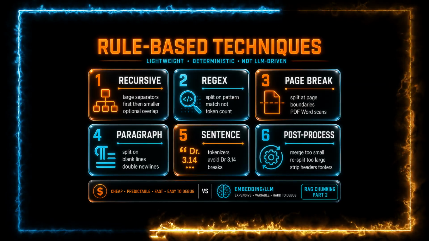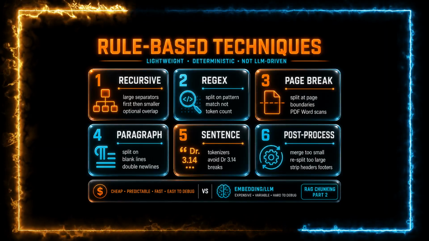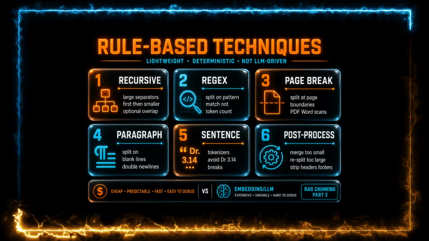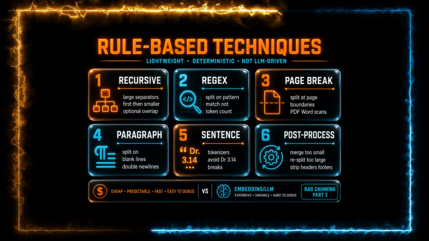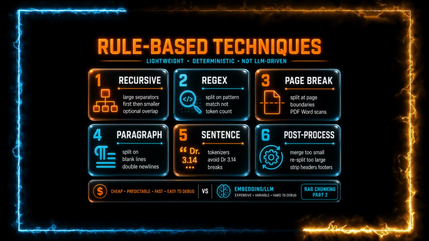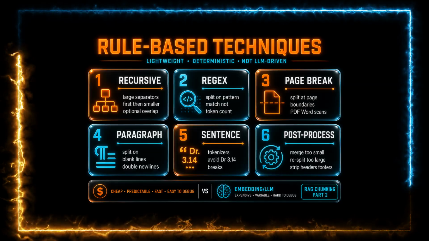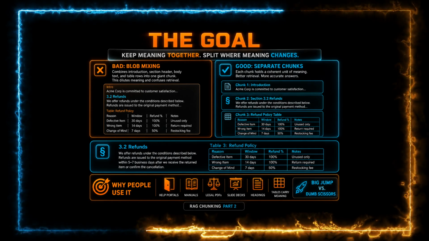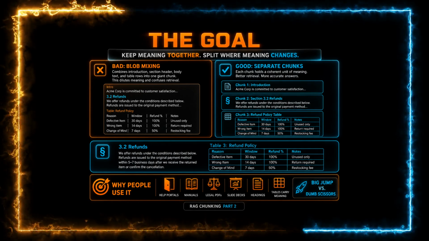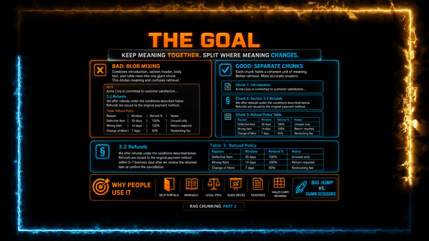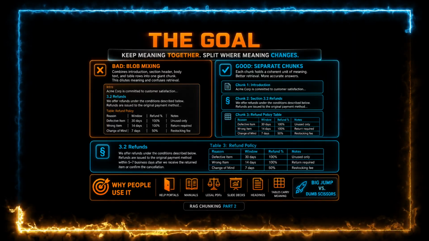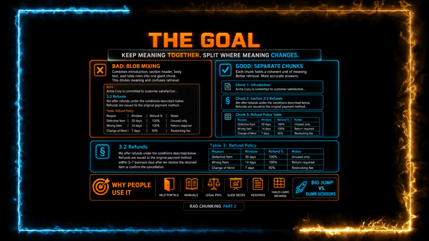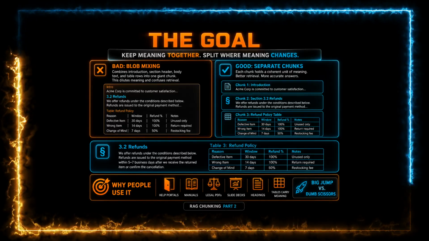After chunk creation, many pipelines apply post-processing heuristics such as merging chunks that are too small, resplitting chunks that exceed size limits, and removing repeated headers, footers, or page artifacts. These techniques remain lightweight, deterministic, and inexpensive compared to embedding-based or LLM-driven chunking approaches. The goal: don't merge unrelated blocks just because they're adjacent bytes in a PDF export. For example, a policy PDF becomes chunks like Section 3.2 refunds, body text under that heading, plus a separate chunk for the refund table with caption, not one blob mixing the intro paragraph with table cells.